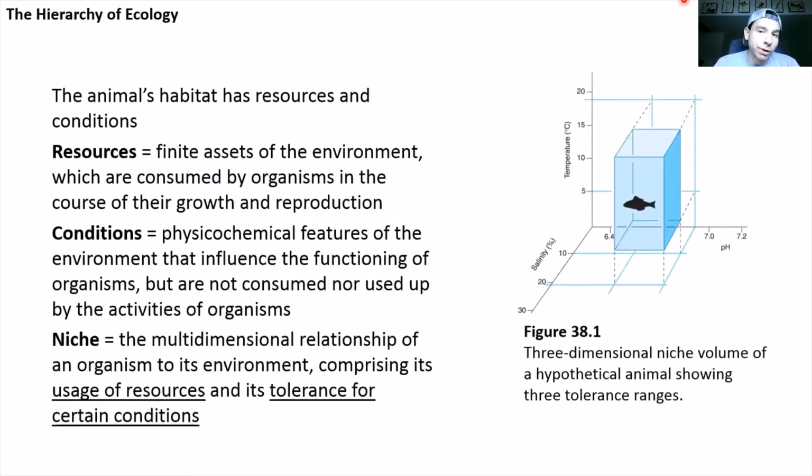Now this brings us to a concept that's related to the habitat but distinct. That is the concept of the niche, which is the multidimensional relationship of an organism to its environment, comprising its usage of resources and its tolerance for certain conditions. So for example, in this figure, we have a fish, and the figure shows the three-dimensional volume of the niche of this fish as defined by three different variables: temperature, salinity, and pH. So this fish can only tolerate this range of temperatures and this range of pH in the water and this range of salinity. So those tolerances define its niche.